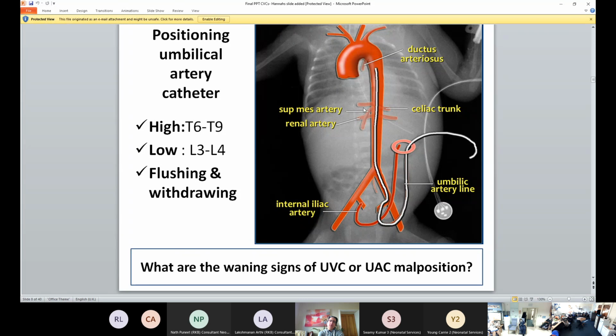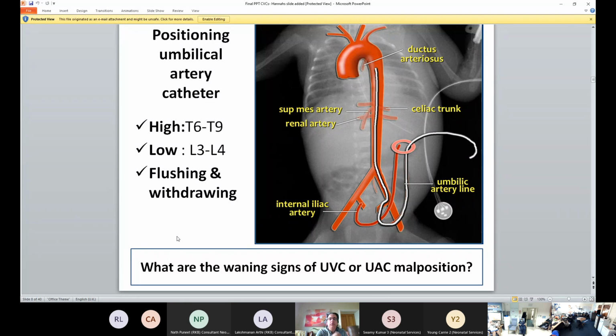Low position is between this group and the inferior mesenteric. It's between L3 and L4, because the inferior mesenteric arises between L1 and L2, so we need to go slightly below that. However, the high position is much less in terms of complications, so it's much better to keep it in a high position. Unless you can't advance it more, then keep it in low position, but you will need to keep an eye on this line. Again, it must be flushing and withdrawing blood.